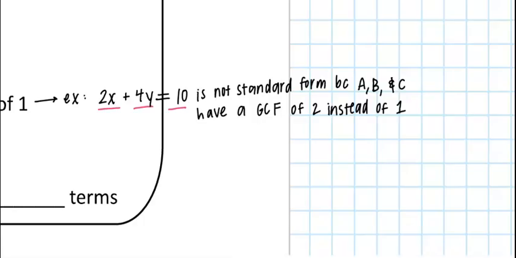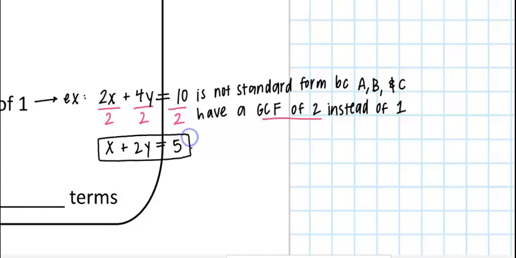So if you wanted to fix this equation and put it into standard form, you would have to divide out the greatest common factor of 2. When you divide out a number, you have to divide every term by that number to keep it balanced, just like you would in an equation that you were solving. So 2 divided by 2 makes 1, so you have 1x, which you can just write as x. You would get 2y, you'd bring down your equal sign, and then 10 divided by 2 would give you 5. Now this equation is in standard form because the GCF of 1, 2, and 5 is 1.